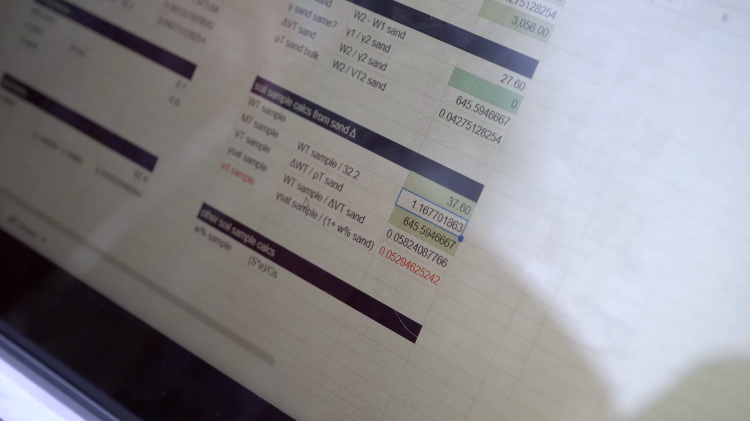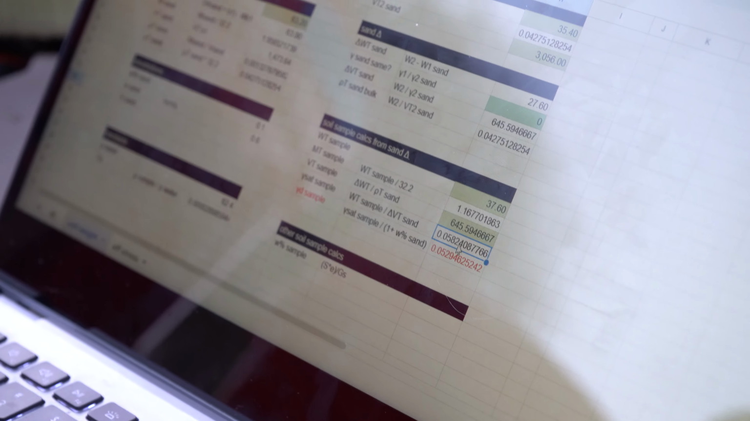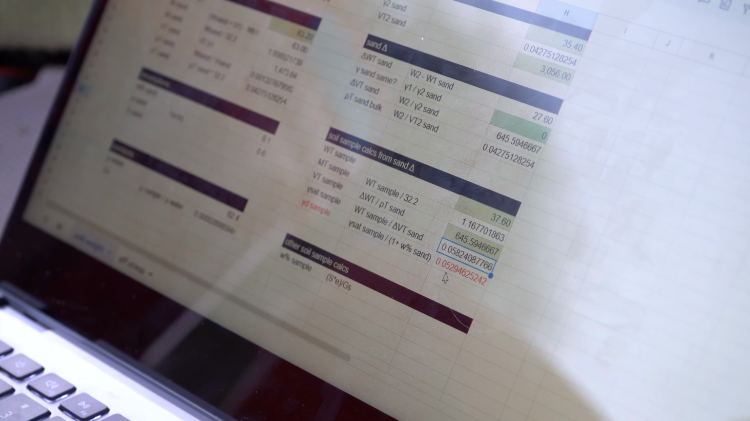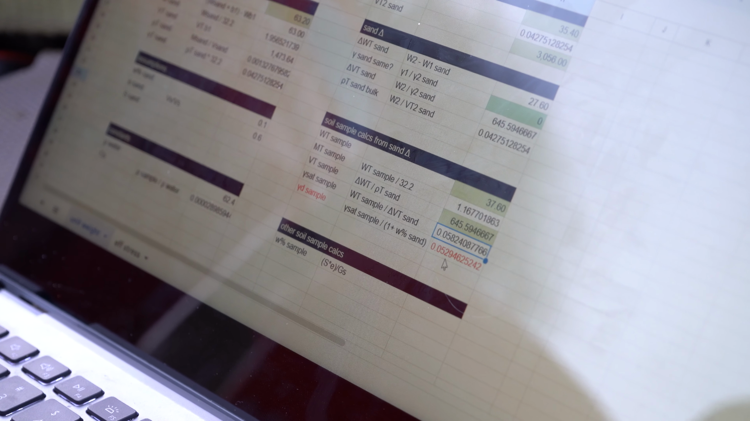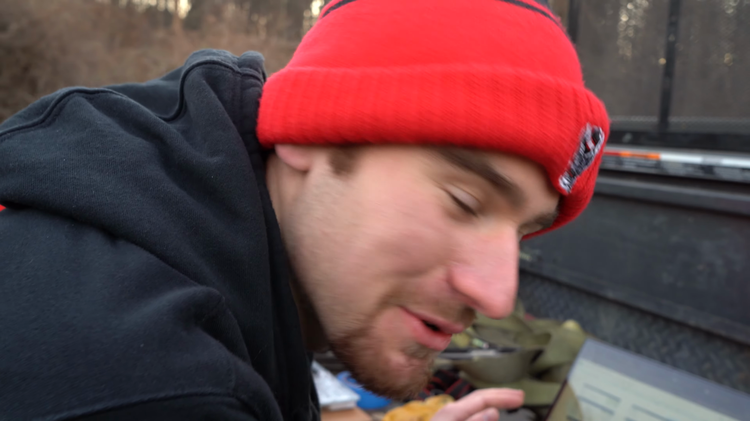With all of that, that brings us to a saturated unit weight of 0.0582 and a dry unit weight of 0.0529. I don't think that's right. That doesn't seem right. There's no way that's right. However, this is more the spirit of the experiment rather than the letter of the experiment. So we're going to assume that's correct, okay?